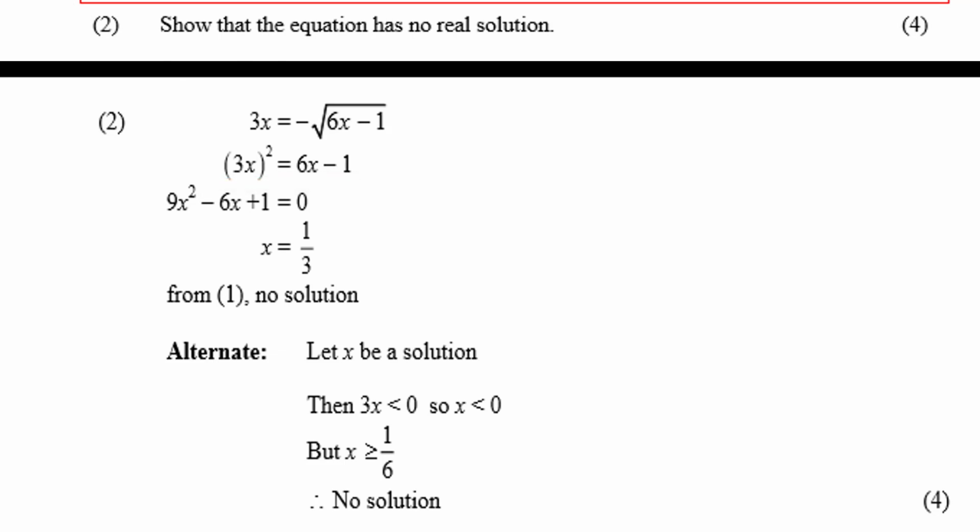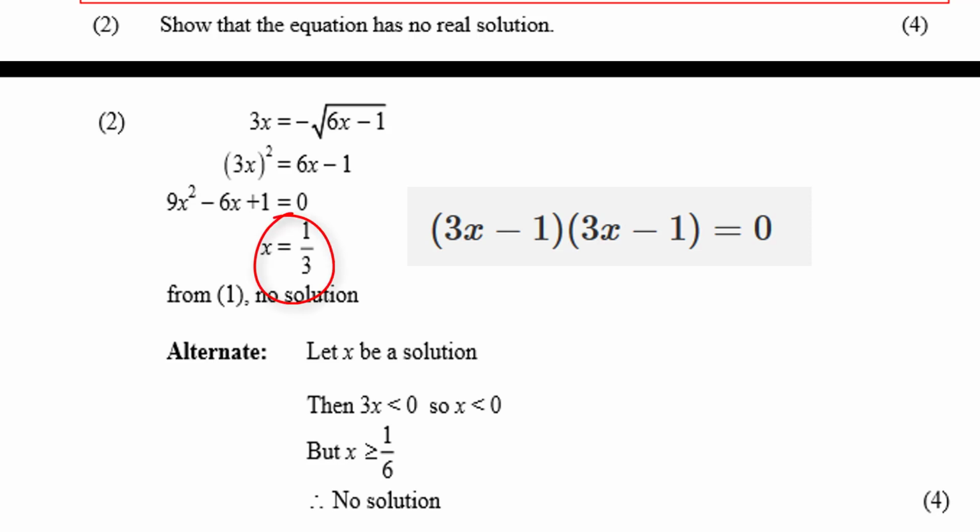Now bring the terms over to the left hand side and we have the quadratic standard form. 9x squared minus 6x plus 1 equals 0. Now 3 and 3 are the factors of 9, so this factors to 3x minus 1 times 3x minus 1 equals 0. So the roots are equal to 1 over 3. And for the first part of the question, we proved this to be untrue.